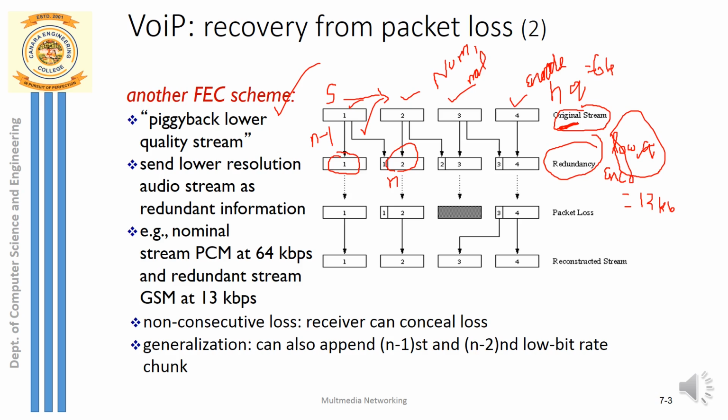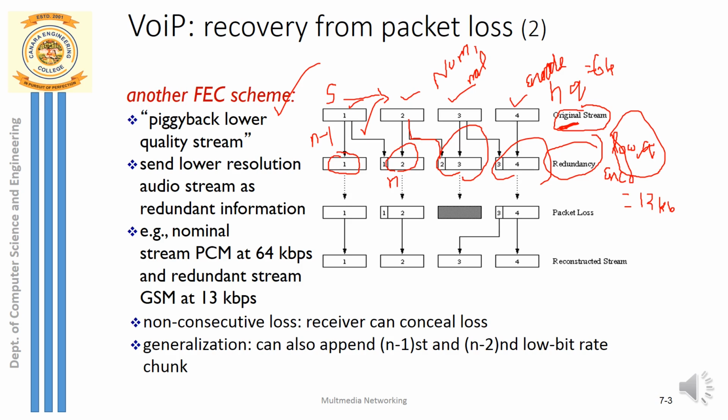Same concept you use for the third chunk also. Whenever you are constructing this low quality third chunk, you have to append it with the previous chunk from the nominal stream. Previous to 3 is 2, chunk 2. Same thing applies for the fourth chunk also. So everywhere the previous chunk from the nominal stream is added with the low quality chunk that you are sending. So this is how you are sending every time.